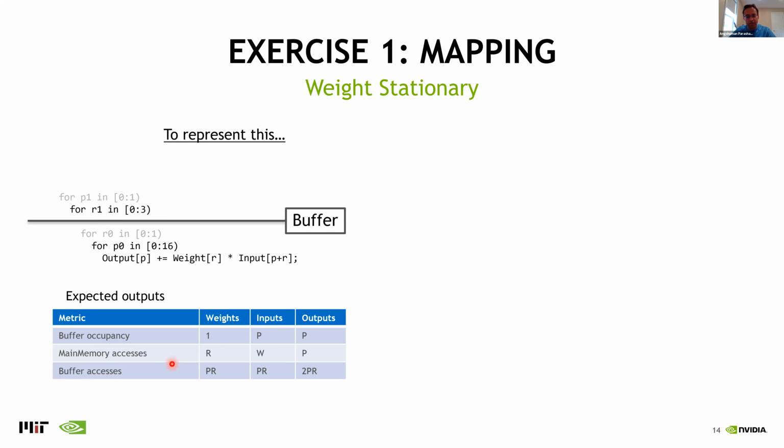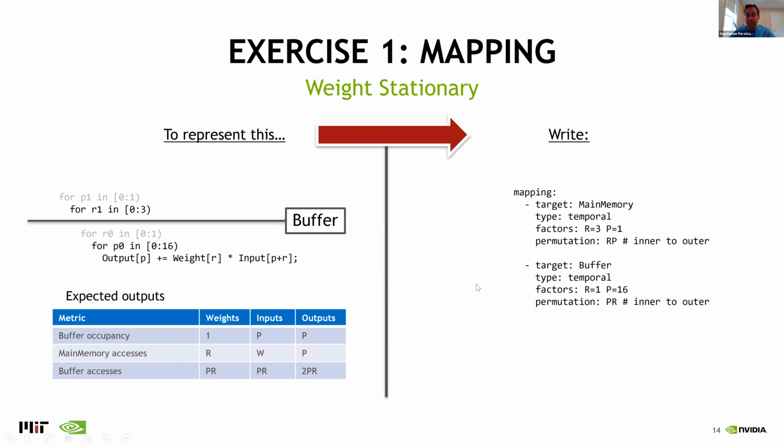Now, in terms of energy, what this table tries to show is, if we just think about it in our heads, what are the expected values that we expect the buffer to keep? How many weights, how many inputs, how many outputs? And remember, we said this was weight stationary, and so we expect the buffer to keep one weight, but we expect the buffer to keep a sliding window of P active inputs at one time, and P active outputs, which is basically all of the outputs in this example. And then it shows the number of main memory accesses you expect, and the number of buffer accesses that you expect.